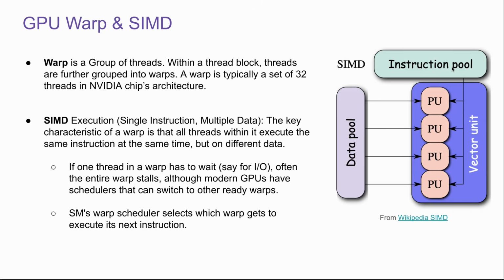This is the instruction pool. And for a single instruction within a warp, it executes the same instruction, but on different data. This means if one thread in a warp has to wait, say for I/O, often the entire warp stalls, although modern GPUs have schedulers that can switch to other ready warps. NVIDIA's warp scheduler selects which warp gets to execute its next instruction.